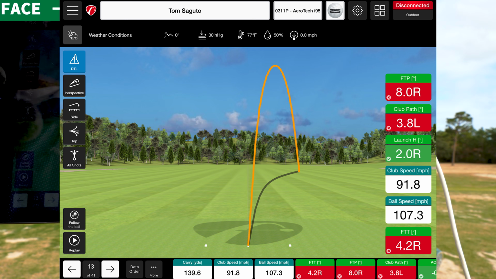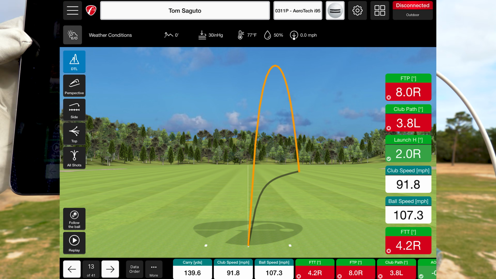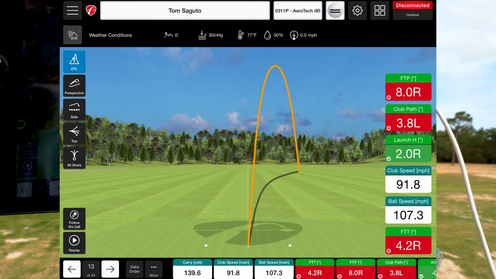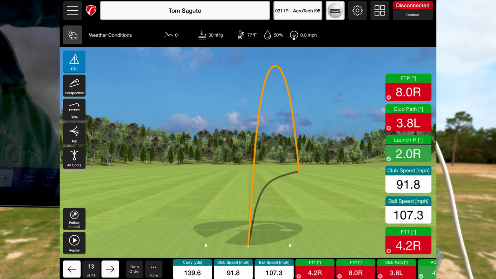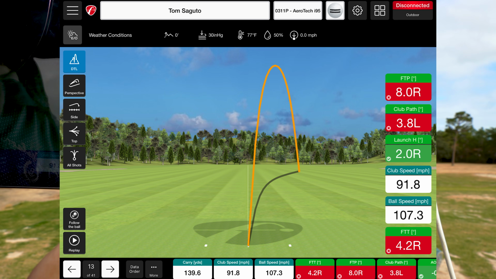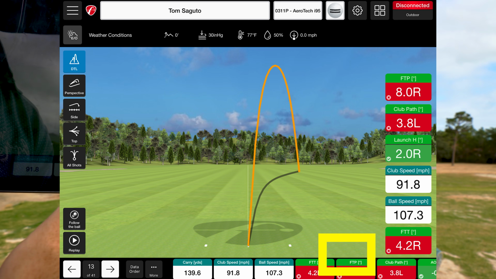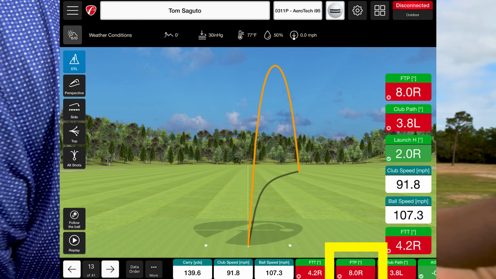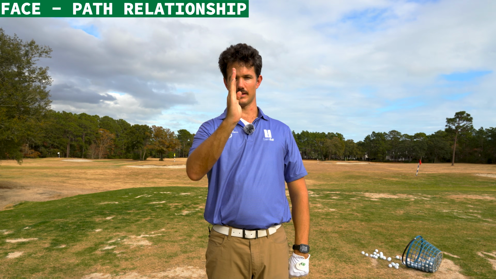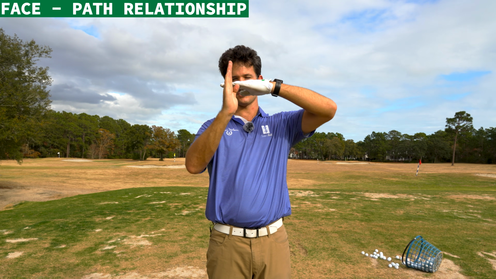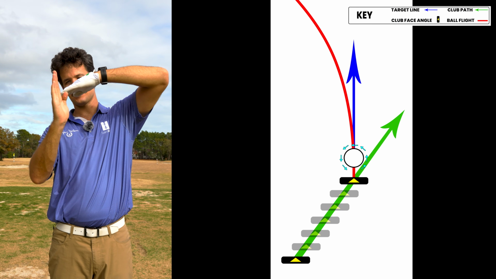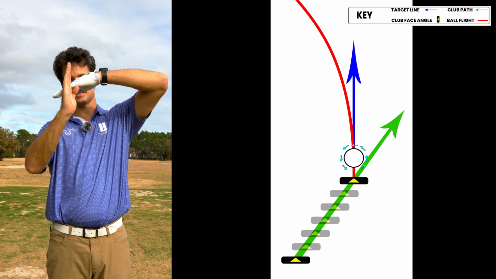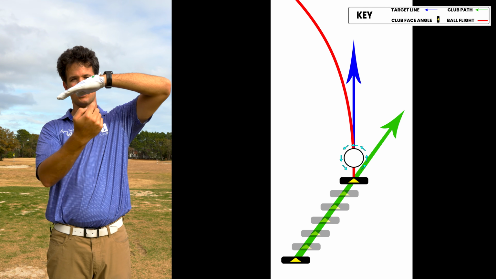What is causing the ball to curve is this relationship between the face and the path. So, you see right here, this number tells me whether it's going to fade or draw. It's the face to path, FTP. So when we look at the face's relationship to that path, if we look at the face in relationship to the target, it's square to the target. So this is what causes the ball to draw. The path is in to out, the face is close to the path, the ball starts drawing.